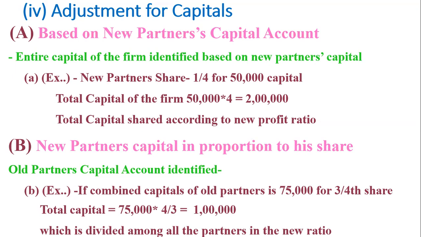So, for example, let the old partners' total capital be 75,000, not including the new partner's share. The old partners' share is 75,000 for 3/4 share. So if for 3/4 share the old partners hold capital of 75,000, the total capital of the firm is identified. For 75,000, if the share is 3/4, let us find out for 4/3, where the total is 4. So 75,000 into 4 divided by 3 will be 1 lakh. So the total capital of the firm should be 1 lakh, which should be divided among all the partners, including the new partner, in the new ratio.